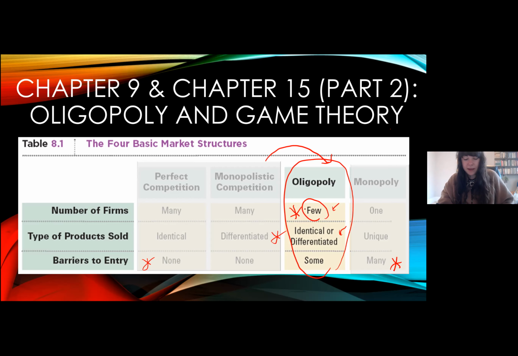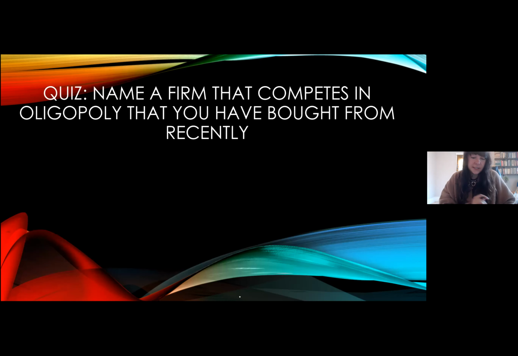So here we're thinking about a market structure with very few firms, product type doesn't really matter. And the reason why there are few firms is that there are some barriers to entry. So first thing I want you to do is brainstorm. Think of a market that feels like that, where you've been a consumer recently. Just pause and tell me if you can name a firm that competes in oligopoly that you've bought from recently.